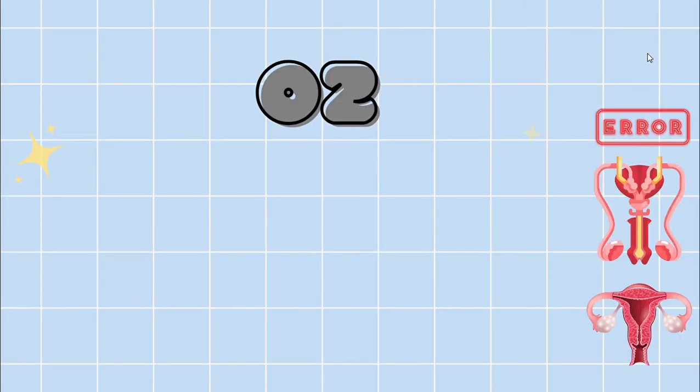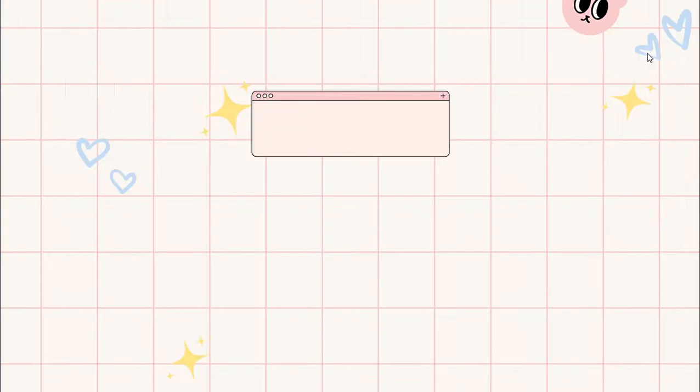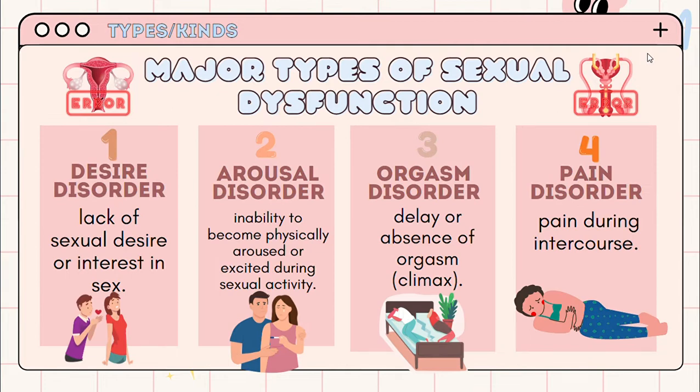Next is, we are going to tackle the kinds or types of sexual dysfunction. So, generally kasi, meron tayong 4 na major types. But later on, we are also going to discuss some of the types of sexual dysfunction in each gender, which is the male and female. So, here we have the major types of sexual dysfunction. First, we have the desire disorder or the lack of sexual desire or interest in sex.